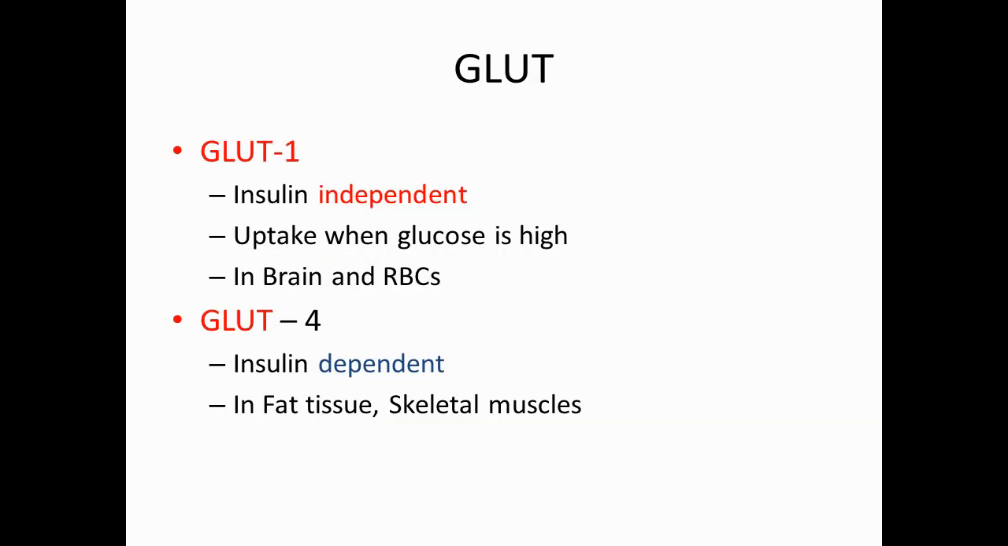There are certain types of GLUT transporters that you need to know. The first one is the GLUT1 transporter, which is an insulin independent transporter. It uptakes glucose when there is a high level of glucose in the blood vessels. Tissues like brain and RBCs have GLUT1 transporters. GLUT4 is an insulin dependent transporter. When there is a high level of insulin, it uptakes the glucose, and fat tissue and skeletal muscles have GLUT4 transporters.